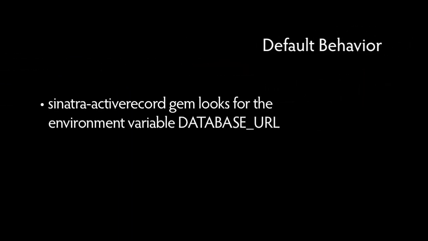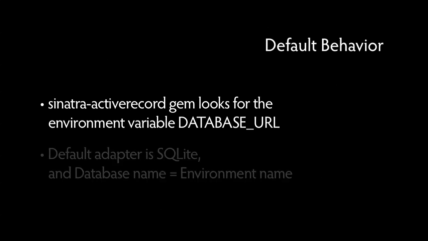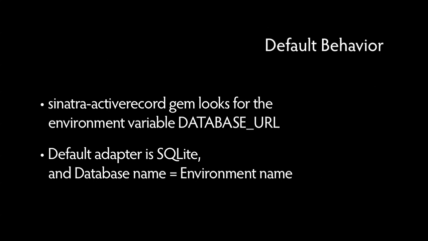By default, the ActiveRecord Sinatra gem looks for the environment variable, DATABASE_URL. You wouldn't have this set on development machines. This means the default adapter is SQLite and the database name is the name of the current environment.